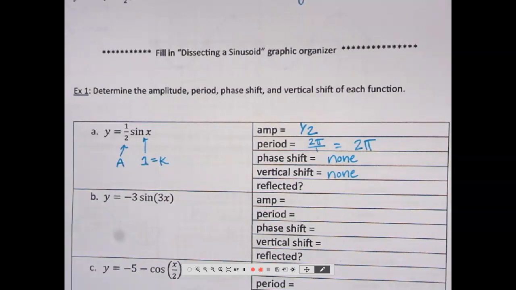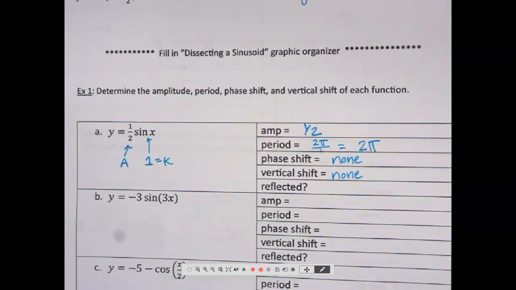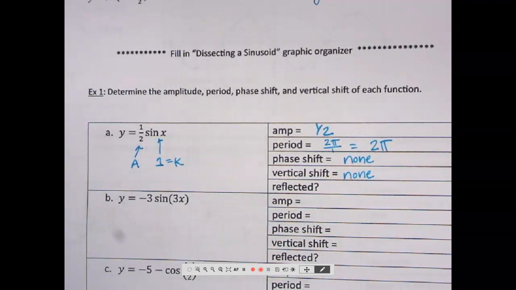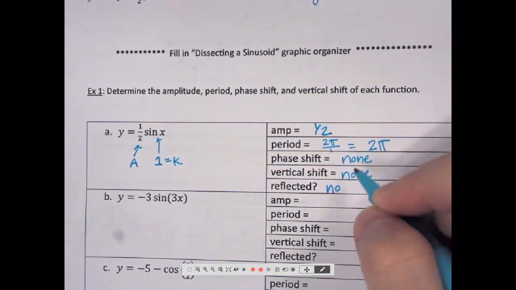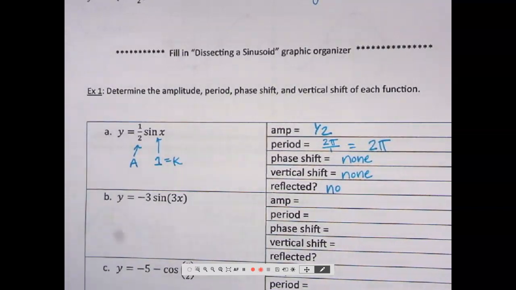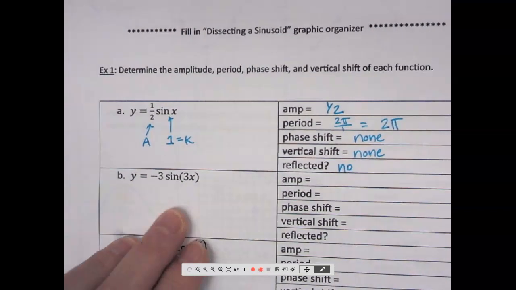Is this graph reflected? Is this thing flipped over the x-axis? No. What would have to be there in order for it to be reflected? A negative in front of that. So no. Okay, let's go to the next one.